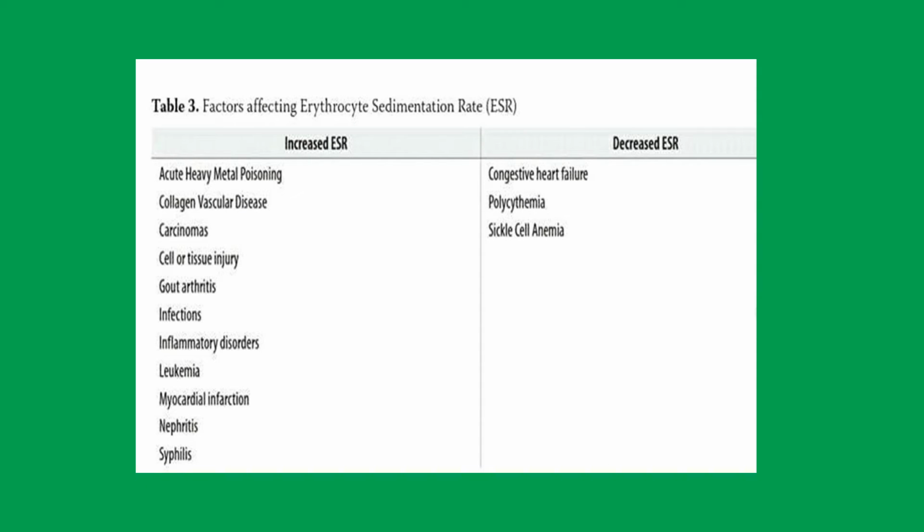There are also many disease conditions or factors that can affect your ESR. There will be an increase in ESR during acute heavy metal poisoning, collagen vascular disease, carcinomas, cell or tissue injury, gout, infection, inflammatory disorder, leukemia, even myocardial infarction, nephritis, and syphilis. There are also a few disease conditions that can decrease your ESR, like congestive heart failure, polycythemia, and sickle cell anemia.